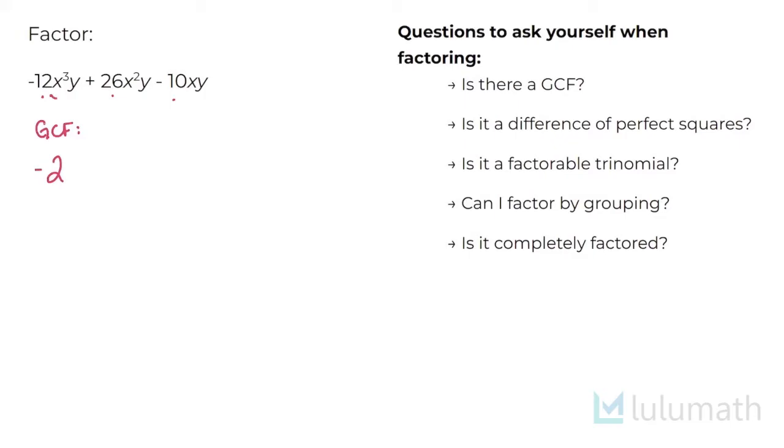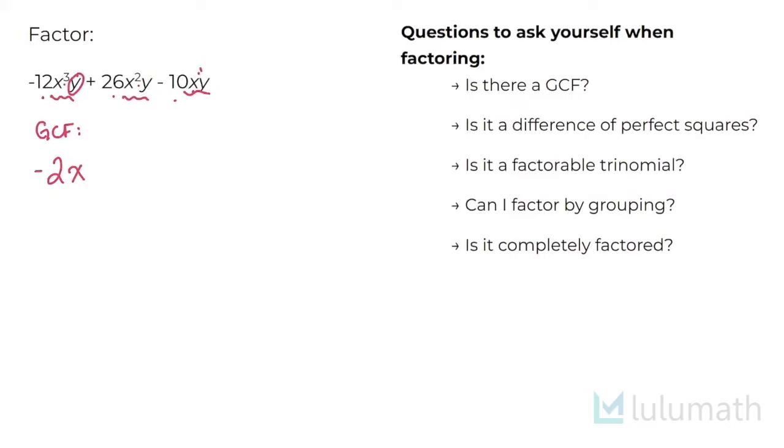There are also variables in common. So if you look here, we've got x to the power of 3, x to the power of 2, and x to the power of 1. And remember, we look for the smallest exponent, so we're going to use x to the power of 1 right here, or just x. We also have y's in common with each one of our terms. So y will also be part of our GCF.